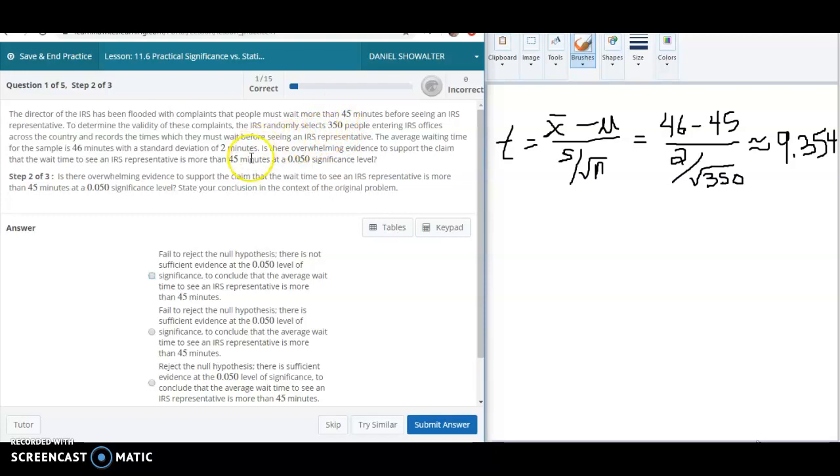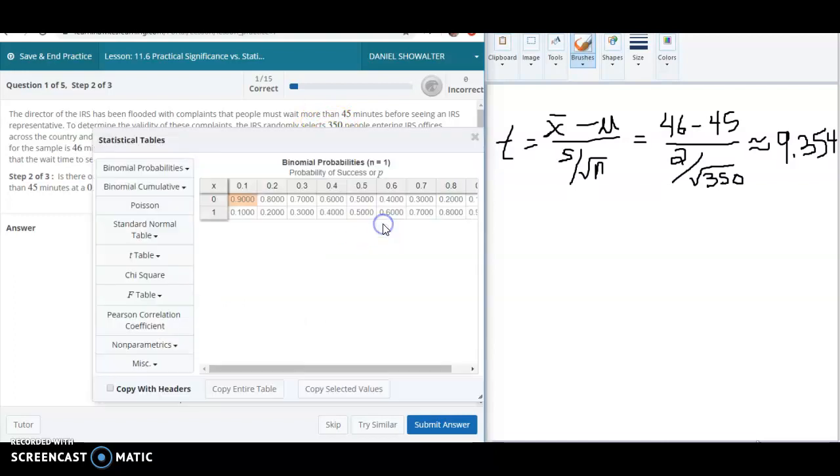And we need to know one-tail or two-tail test. And it says is more than. That directional word more than tells us that we're doing a right-tailed test. If it had said is different from, that would be a two-tailed test. Is less than, that would be a left-tailed test. But more than is a right-tailed test. So right-tailed test, 0.05 significance level, and degrees of freedom 349.